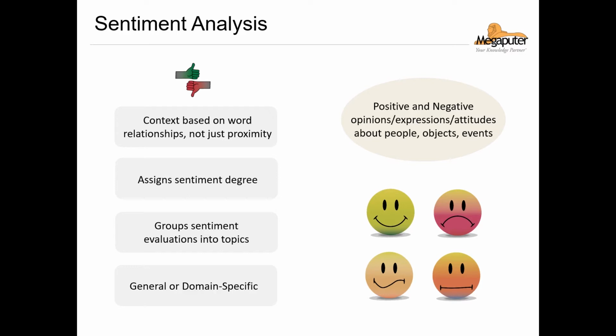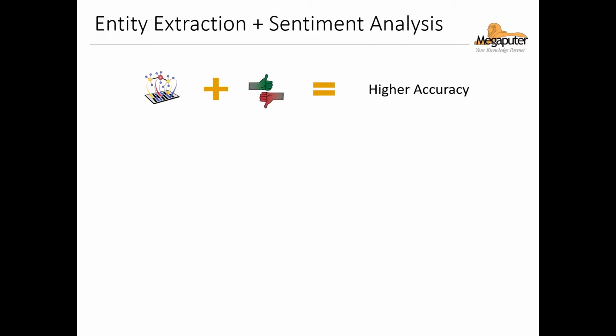Now, our expressions of sentiment are usually about a person, an object, an event, or in other words, an entity. So, in order to assign sentiment to these entities with higher accuracy, we first need to identify those entities. And this is why it's highly recommended that you use the entity extraction node before the sentiment analysis node to help with your analysis.